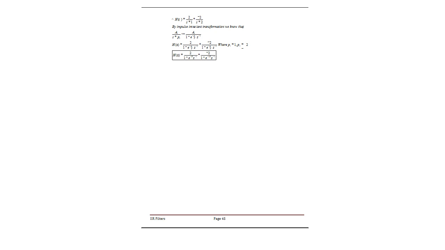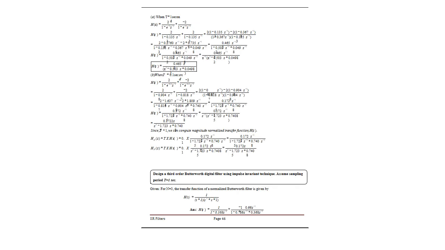By the impulse invariant transformation, we know that Ai / (S + Pi) is equal to Ai / (1 - e^(-Pi T) Z inverse). So H(Z) is 2 / (1 - e^(-P1 T) Z inverse) plus minus 2 / (1 - e^(-P2 T) Z inverse), where P1 is equal to 1 and P2 equal to 2. So that is 2 / (1 - e^(-T) Z inverse) plus minus 2 / (1 - e^(-2T) Z inverse).